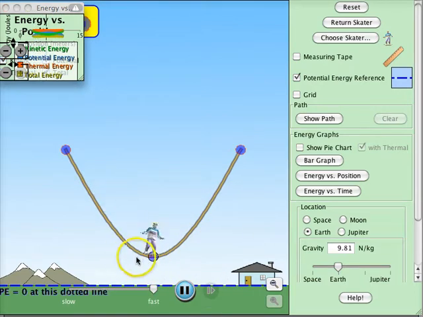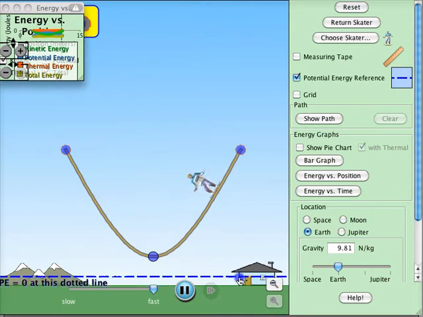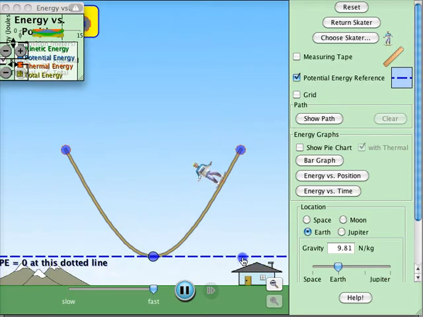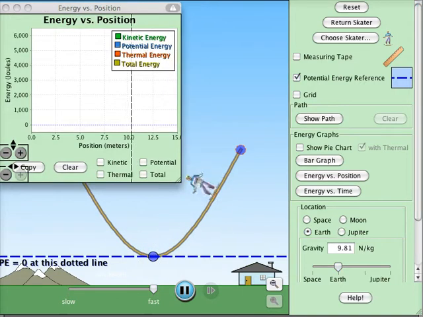Now I'm going to call the bottom of this skateboard ramp a position which has 0 potential energy, and I'm going to raise that dotted line there until it reaches the center of that blue dot, and that's saying that when the person gets to the bottom they have 0 potential energy. So I want to have a look at how the energy is being transferred as the skateboarder goes up and down the ramp, and this graph here will show me what's happening to the energy.